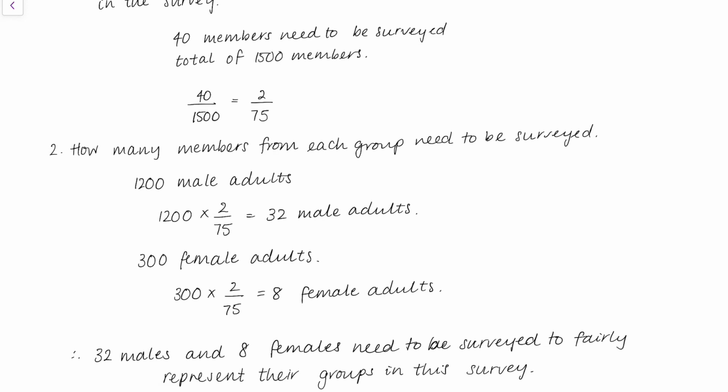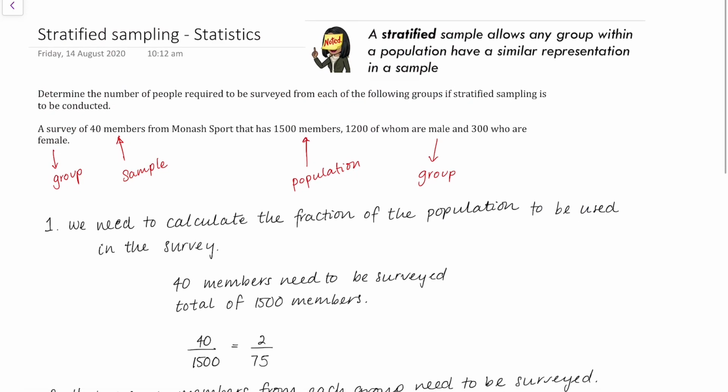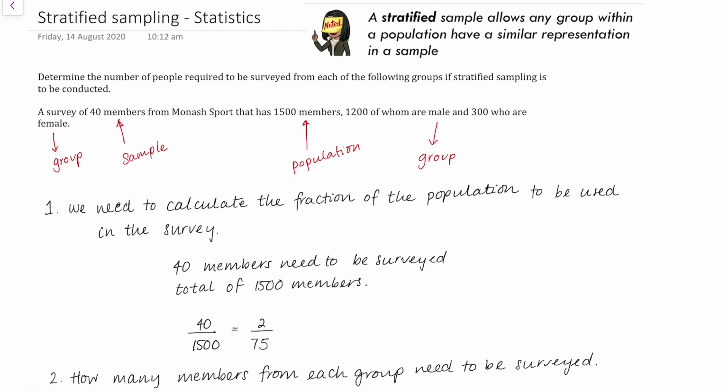And that's it for stratified sampling. Just keep in mind that stratified sampling is more of a mathematical way for us to fairly represent any group within a given population. We also do use the random method as well. However, the random one is a little bit harder to make sure that each group is being fairly represented, because obviously it relies on us just randomly surveying people or allocating people surveys.